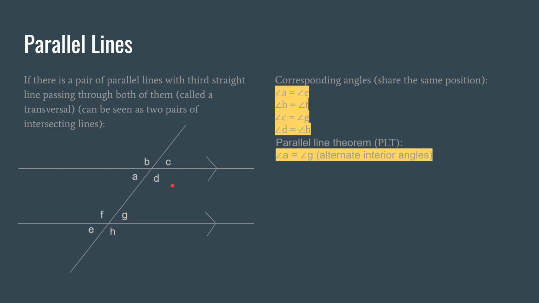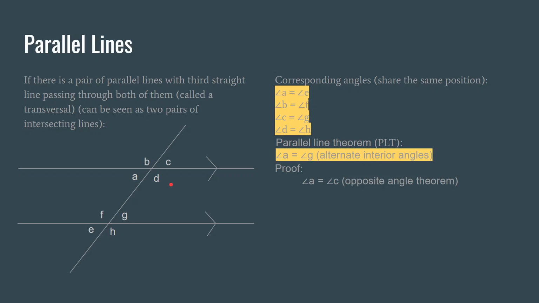Now, for the parallel line theorem, this theorem states that angle A is equal to angle G because they are alternate interior angles. These are angles on the inside of the parallel lines, but on the opposite sides of the transversal.